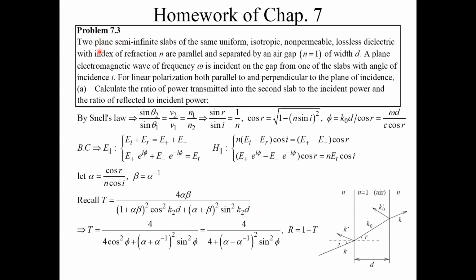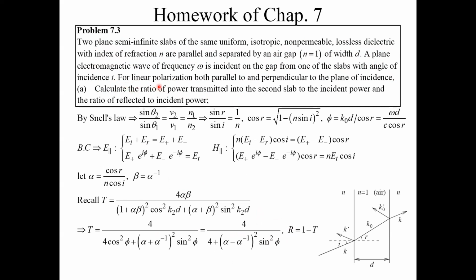For problem 3, two plane infinite slabs of the same uniform isotropic non-permeable lossless dielectric with index of refraction n are parallel and separated by an air gap of width d. A plane electromagnetic wave of frequency omega is incident on the gap from one of the slabs with angle of incidence i.